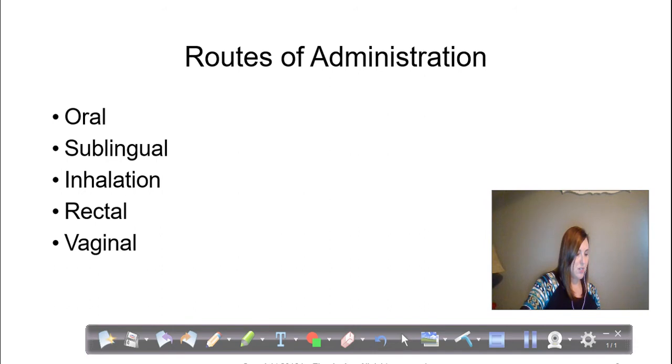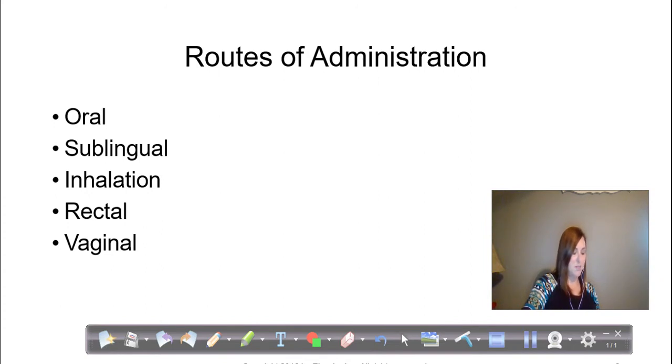Routes of administration. Oral medications are given by mouth. That's the most common way patients take medication. Sublingual is given under the tongue where it dissolves. Inhalation is the inhaler. Rectal is a medication that's inserted into the rectum and dissolves. Vaginal is another example.